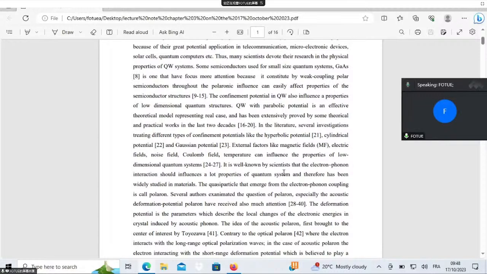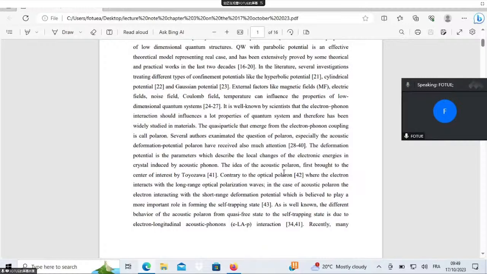As I say, the acoustic deformation potential is local. Why? The optical polaron is not local, it is on the lattice. So we have the collective excitation, while the acoustic deformation potential is local. So it means that the deformation potential is a parameter which describes the local change of the electronic energy in the crystal induced by the acoustic phonon. So the idea here of the acoustic phonon was first brought to the center by Toyozawa.